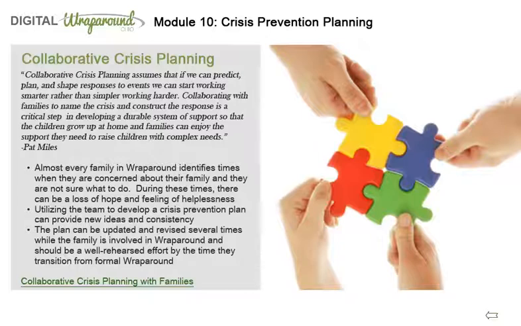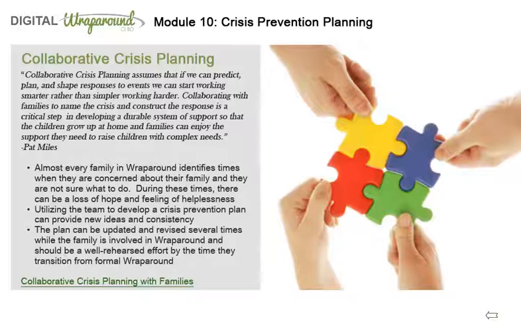During these times, there can be a loss of hope and feeling of helplessness. Sometimes immediate crises prevention planning is done during an initial face-to-face with the family in an effort to stabilize a situation immediately. This was discussed in Module 5. In this module, we will focus on crises planning as a team during the planning process. Utilizing the team to develop a crises prevention plan can provide new ideas and consistency. Sometimes this is done at the first team meeting, and sometimes this is done later in the process. The facilitator talks with the team about what and when to incorporate this into the process.